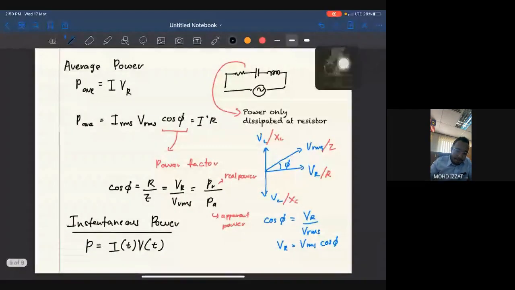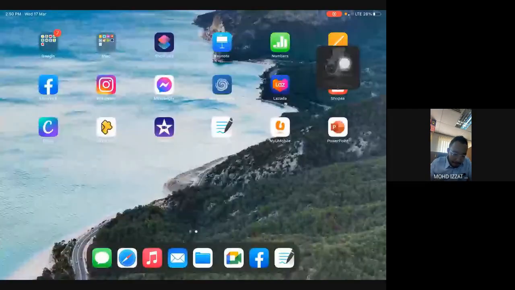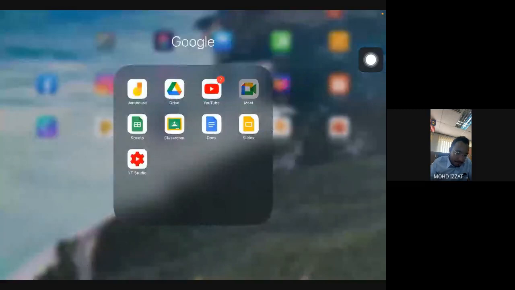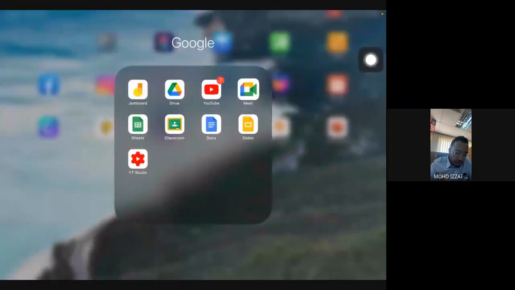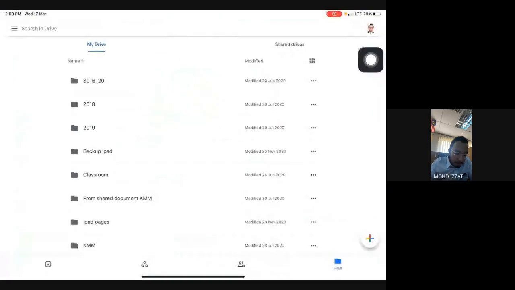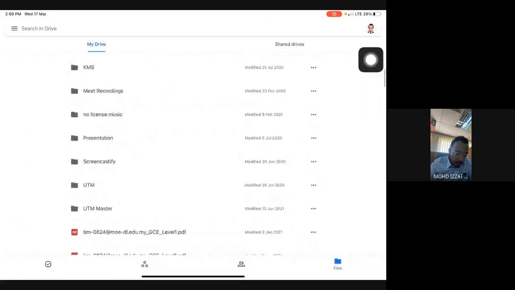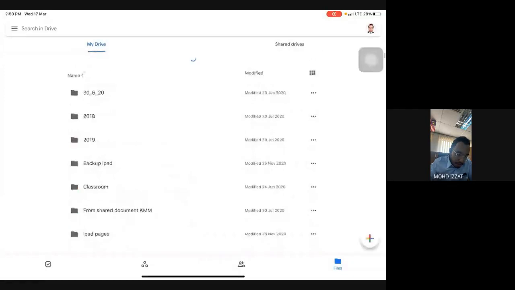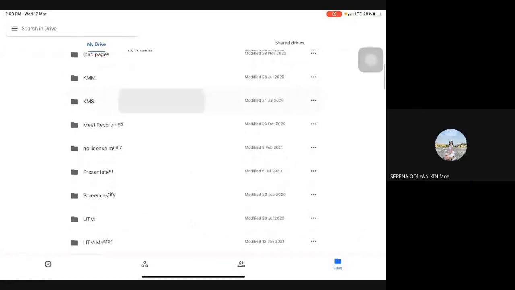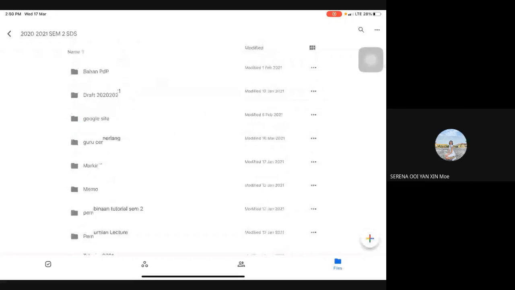Ada tak soalan? So today kita belajar dua benda, power dengan resonance. Any question on this two? Tak ada. Tak ada. Saya tak ada.